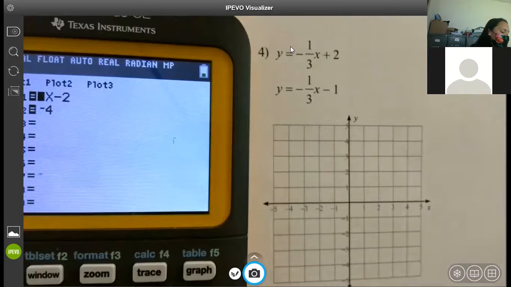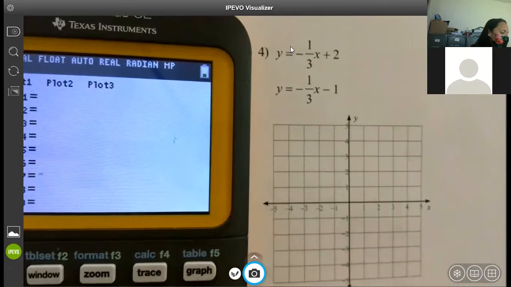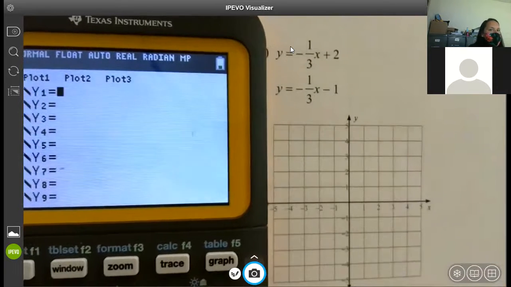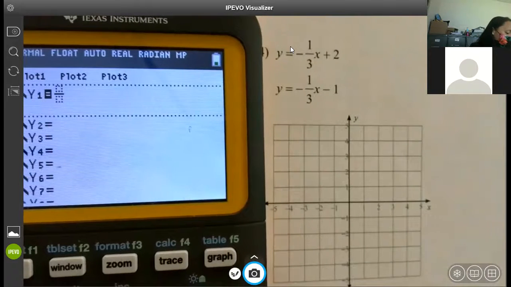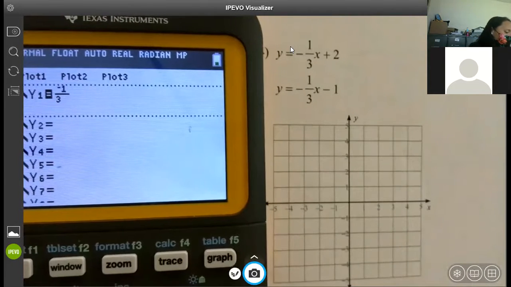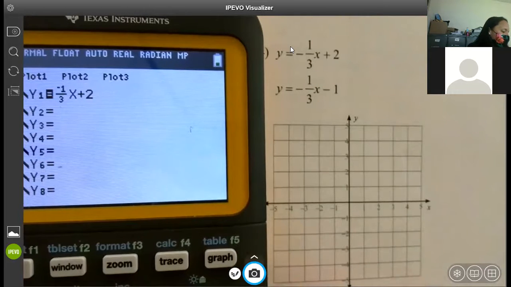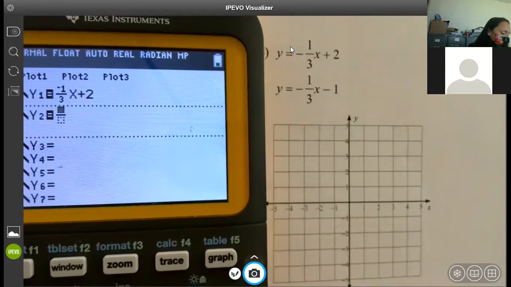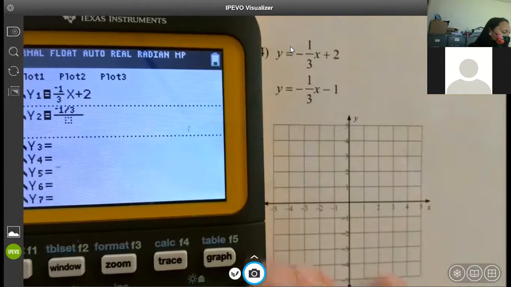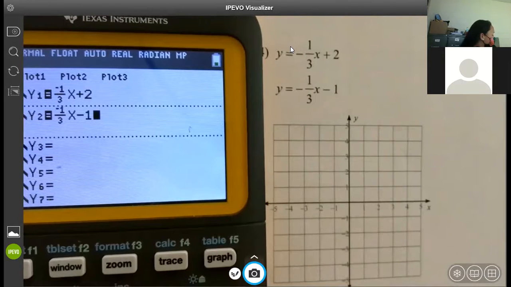So we're going to go into y equals. We're going to clear it out. How do I get fractions in? Alpha y equals. We have a -1/3, and then we have x plus 2. We're going to do the same thing. Alpha y equals. We have a -1/3, x minus 1.